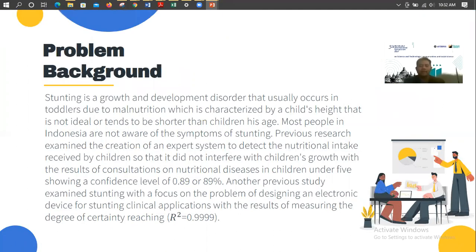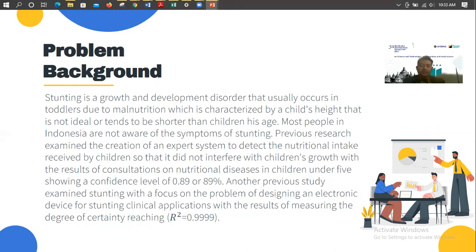Problem background. Stunting is a growth and development disorder that usually occurs in toddlers due to malnutrition, which is characterized by a child's weight that is not ideal or tends to be shorter than children's age. Most people in Indonesia are not aware of the symptoms of stunting.